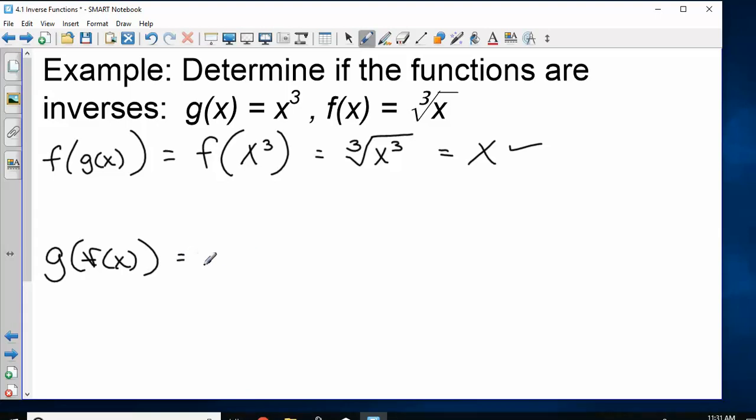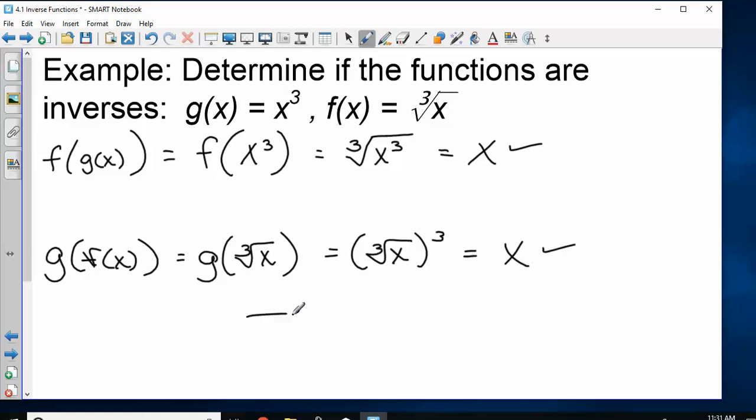So G composed with F means G of the cube root of x. So go to G. So it would be the cube root of x, cubed, which is x. So that one worked as well. So these are inverses of one another. They are the opposites.